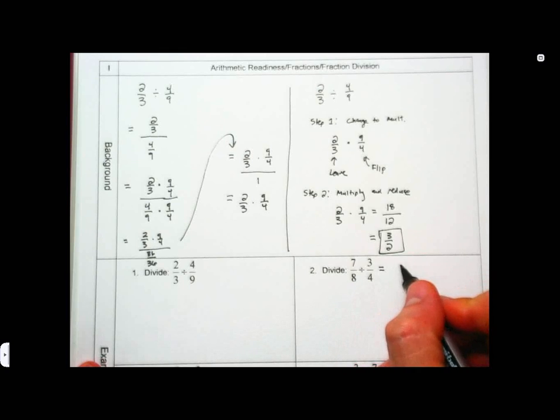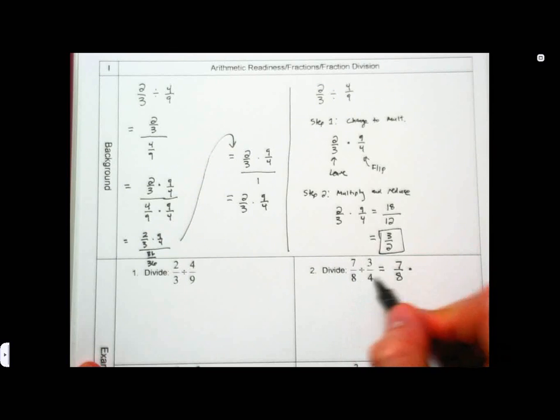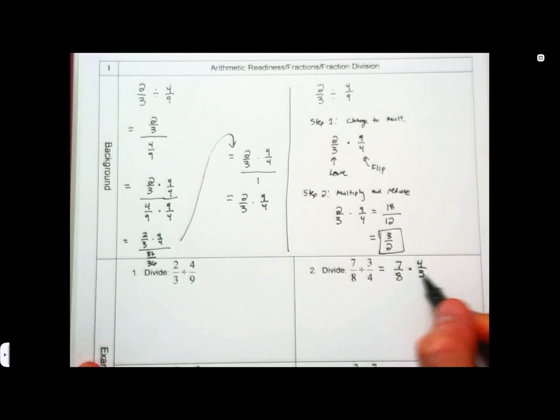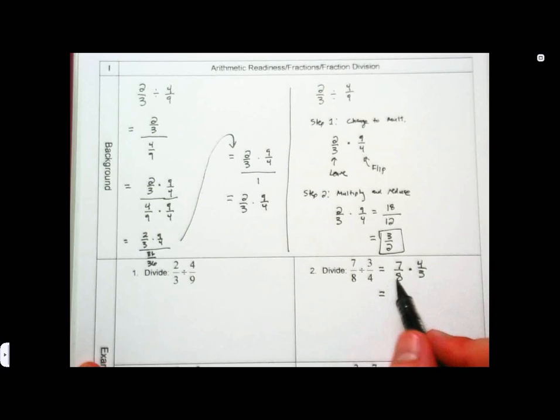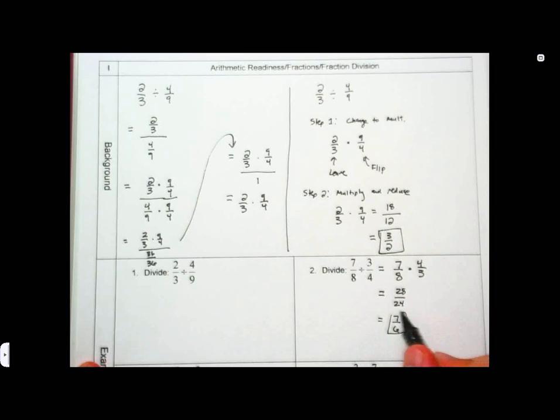So for number 2, you should have gotten 7/8 times, remember the first guy stays the same, then we change division to multiplication, and then this 3/4 flips over and becomes 4/3. If I multiply what's left on top, 7 times 4 is 28. On the bottom, 8 times 3 is 24. If I divide both top and bottom by 4, that's going to give me 7 over 6. And again, it's okay to leave your answer in improper form.